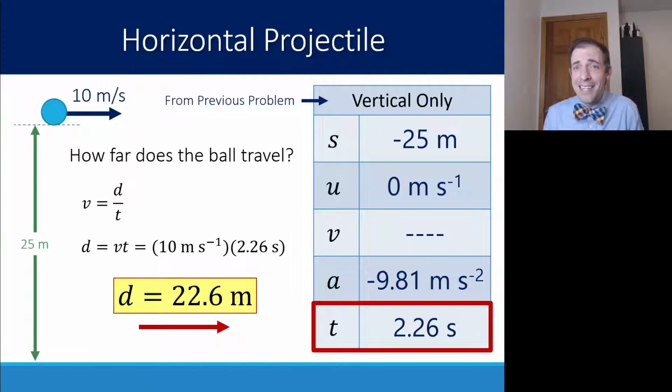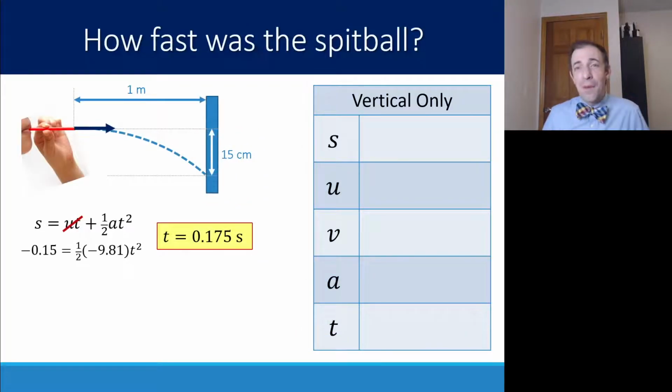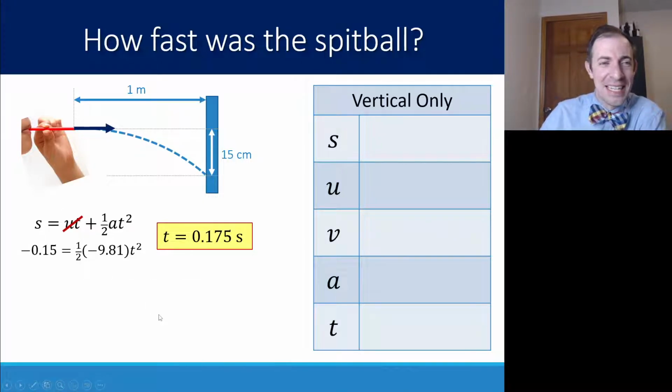Again, what we did is just imagine that we dropped it, solve suvat in the vertical direction only, and then use that time to help us figure out how far it would travel horizontally, knowing that it's at a constant velocity horizontally. All right, we can do this to solve a problem from the beginning here. We can calculate how fast a spitball is moving. And it looks like I forgot to animate some things. We'll come back to that part that isn't hidden yet.